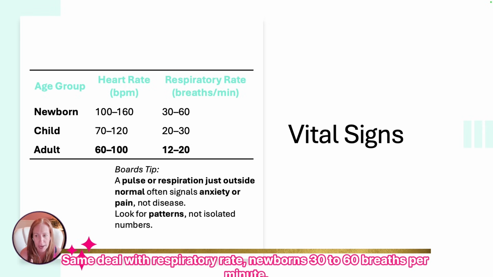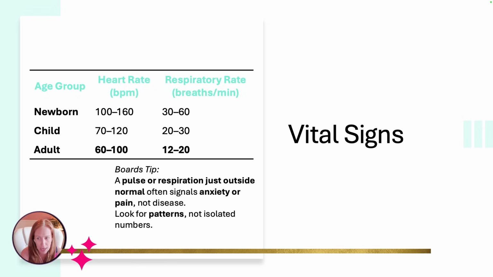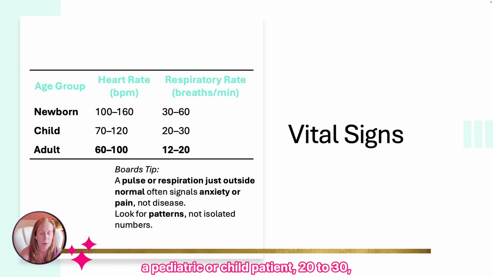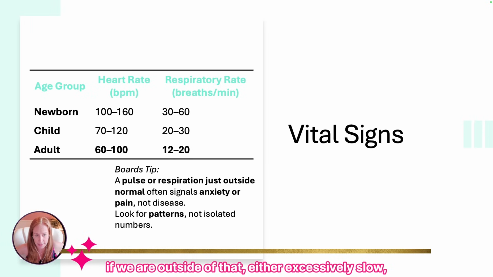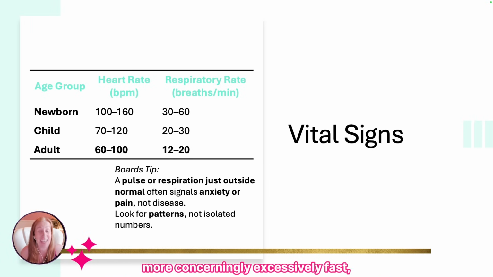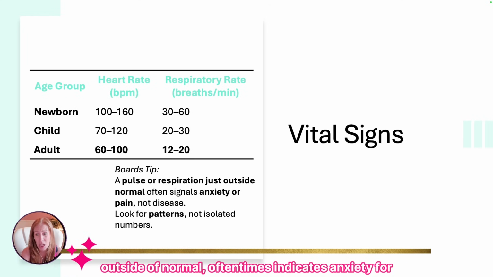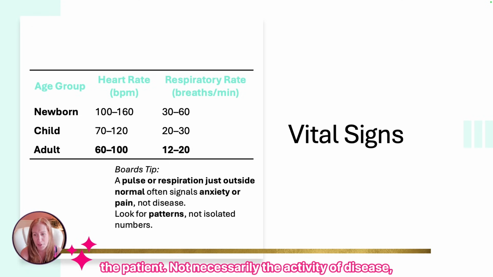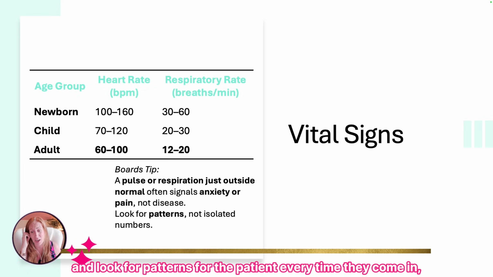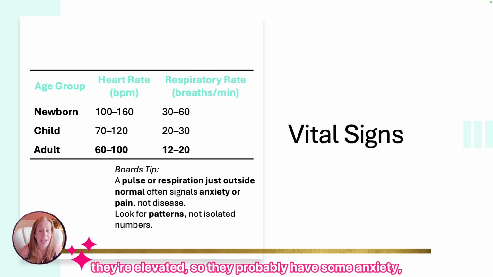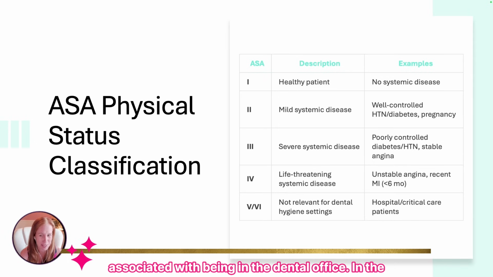Same deal with respiratory rate: newborns 30 to 60 breaths per minute, a pediatric or child patient 20 to 30, adults are about 12 to 20. Again, if we are outside of that, either excessively slow or, more concerningly, excessively fast, we need to be prepared for hyperventilation. So just know on the board tip side that a pulse or respiration just outside of normal oftentimes indicates anxiety for the patient, not necessarily the activity of disease, and look for patterns for the patient. Every time they come in, they're elevated, so they probably have some anxiety associated with being in the dental office.